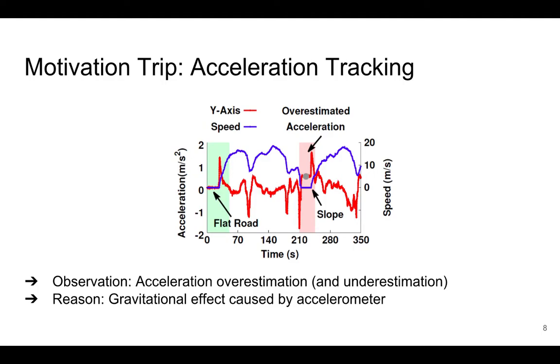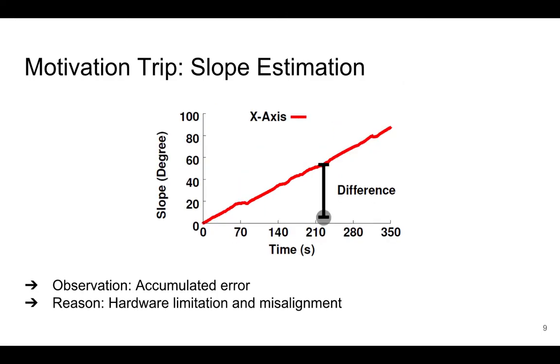Recall that we can use the gyroscope to track the rotation change. So we can also use it to track the slope in degrees. We also look at the slope estimation. In this figure, the green dot is the ground truth slope in degrees, while the red curve is what we estimate using the gyroscope data. You can see there's an unrealistic difference, or errors, between these two.